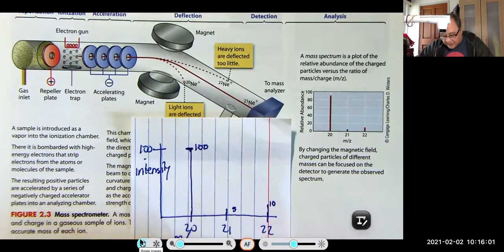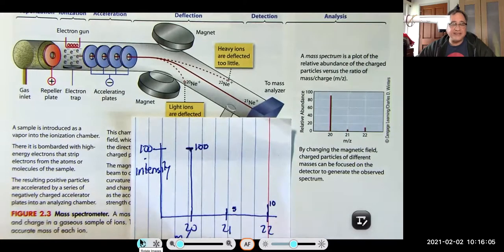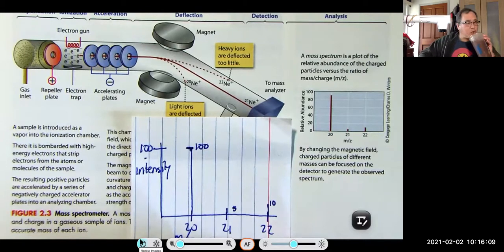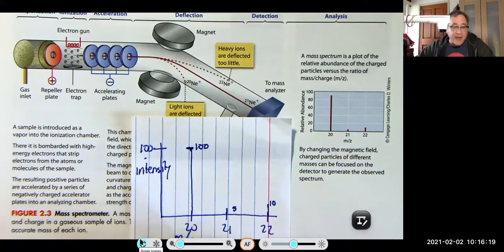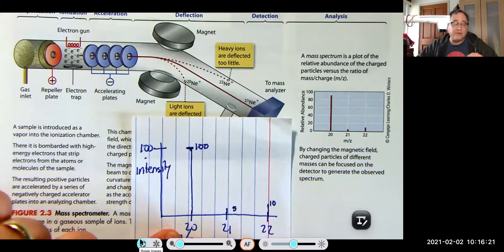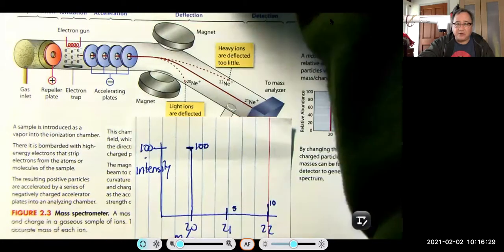So these lines here are called peaks. You could also call them signals. So again, we can get the relative amounts of each isotope, and we can also determine the mass because we adjust the magnet for a particular mass. Okay, so that's how a mass spectrometer works.